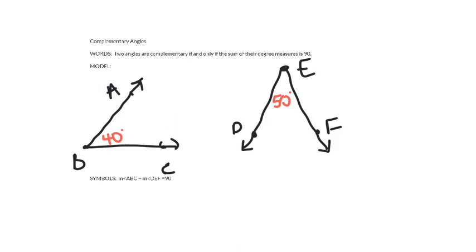All right, another vocab word is complementary angles. Two angles are complementary if and only if the sum of their degree measures is 90. Again, sum means to add. So if you add up their angles and it equals 90, then they're complementary. These two angles, 40 plus 50 equals 90, so these two angles here are complementary. Supplementary means add up to equal 180. Complementary means add up to equal 90.